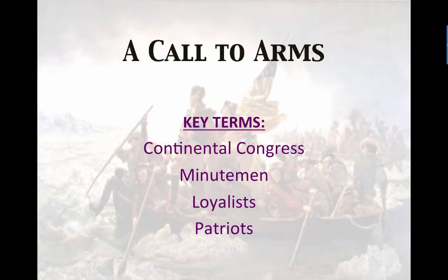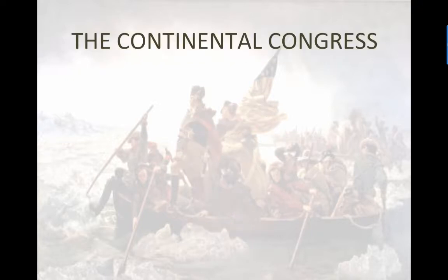Key terms. Is that annoying yet? Anyway, key terms: Continental Congress, Minutemen, Loyalists, and Patriots. There's quite a bit of information in this section. So we're going to start with the Continental Congress, and I'm going to give you a definition later in this slide. But we need to remember what was happening.